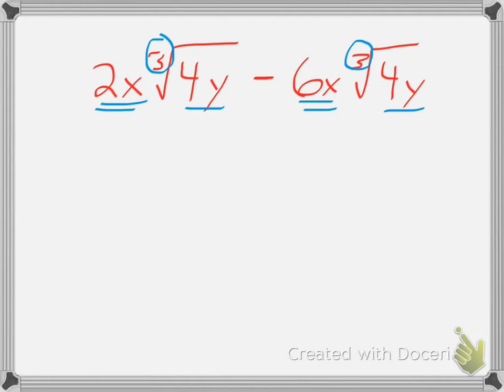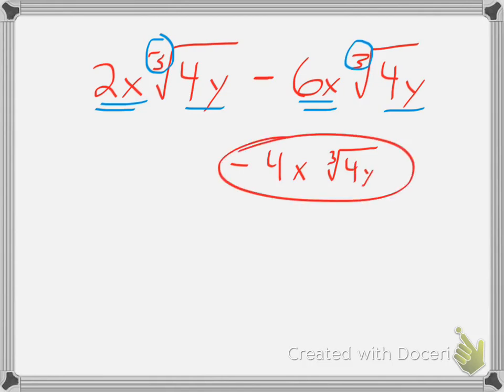So it's just like as if the radicals weren't there. It's as if I were saying, what is 2x minus 6x? That becomes negative 4x cube root of 4y. And that would be my answer.